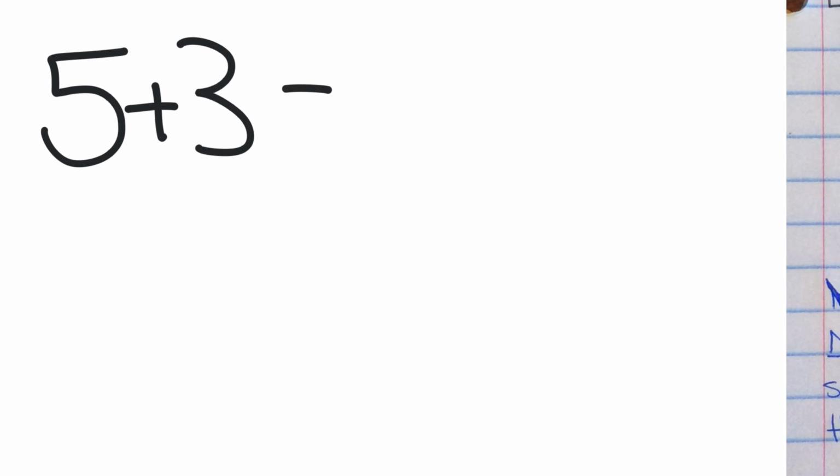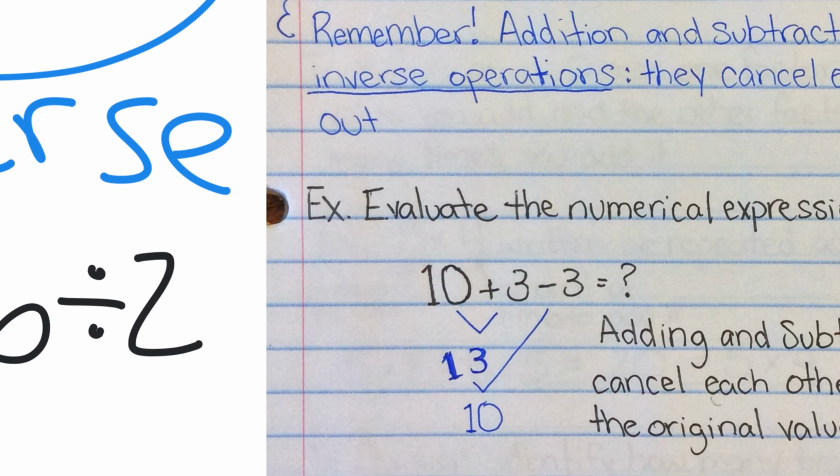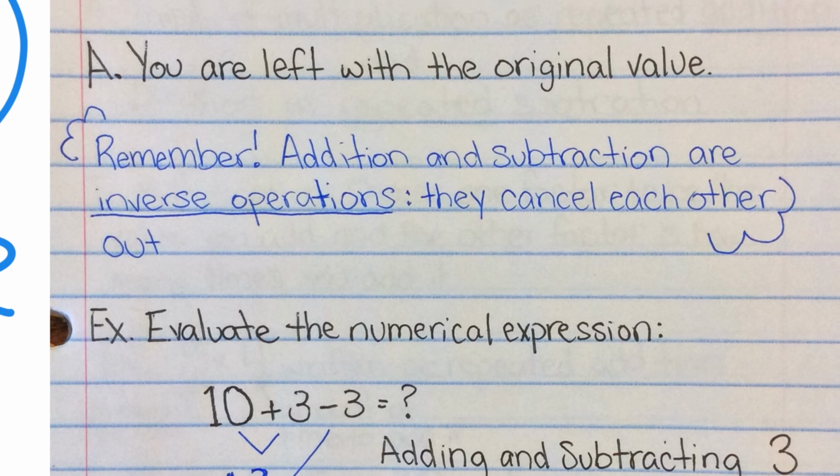So let's say here's a sum, 5 plus 3, there's your sum, minus 2 times, let's say 6 divided by 2. This is a numerical expression. It could have any combination of these signs: addition, subtraction, multiplication, or division. Okay. Anyway, that's a start, and we will finish this discussion in class and practice it a bunch so we feel really confident.